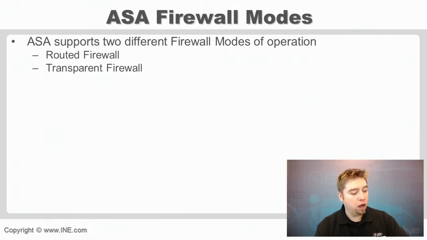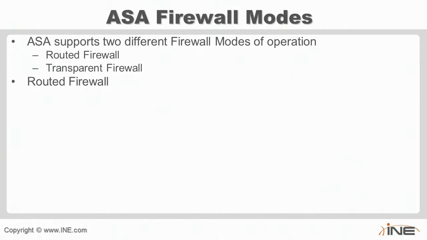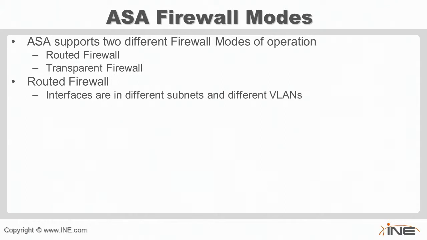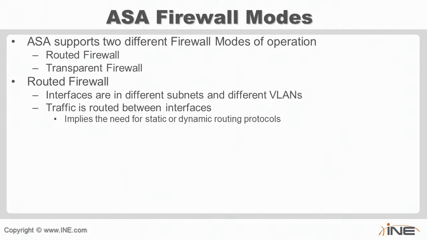The same is going to be true of the ASA. So it runs as a routed firewall by default, where the interfaces are in separate IP version 4 and IP version 6 subnets. We're also going to be in separate VLANs, so different broadcast domains, and then traffic is going to be routed between these interfaces. So of course this then implies that the ASA has to do routing. So either we need static routing configured or some sort of dynamic routing protocol like OSPF or EIGRP in order to make the decision of how we're going to move the traffic between the links.